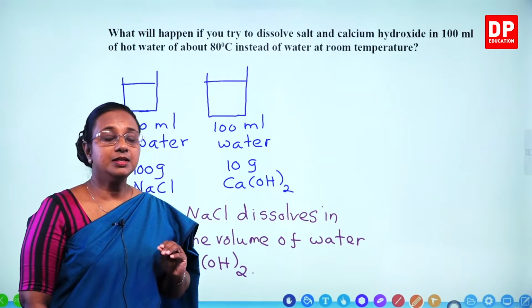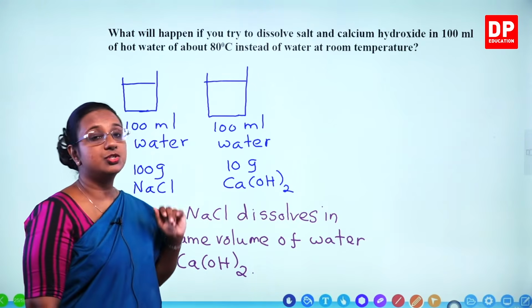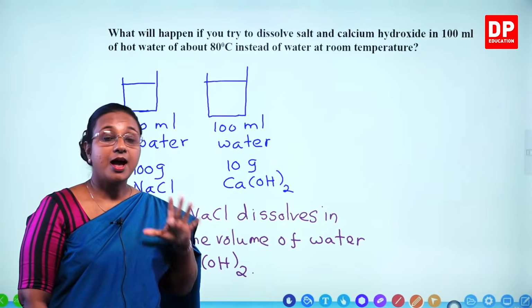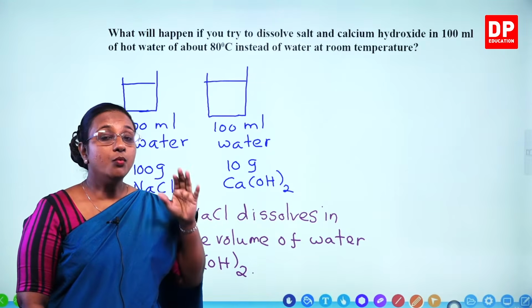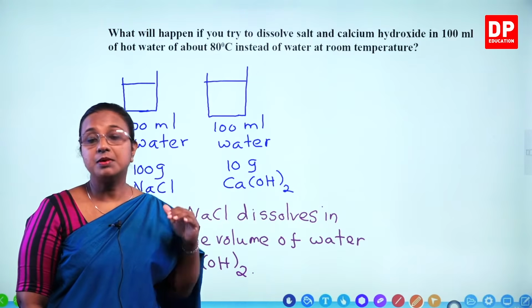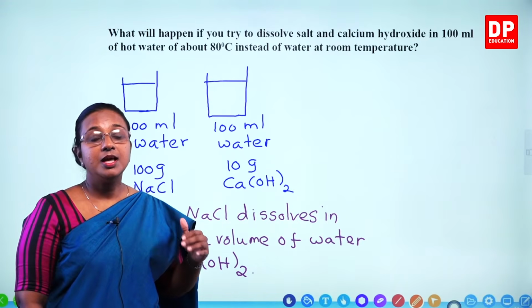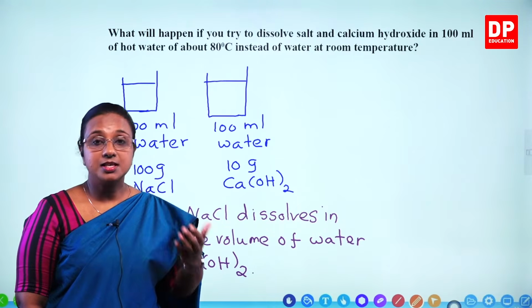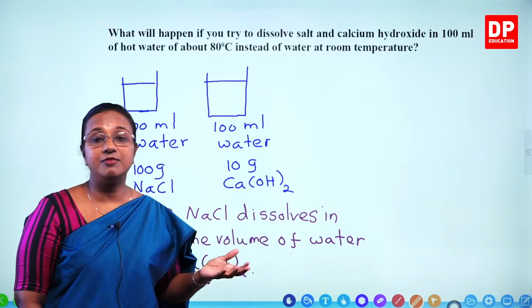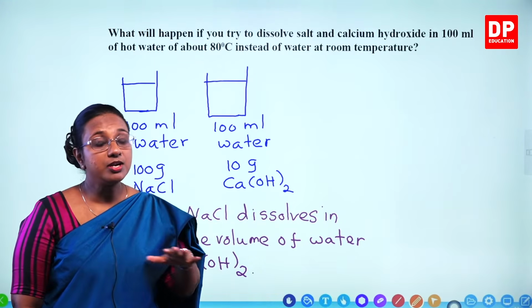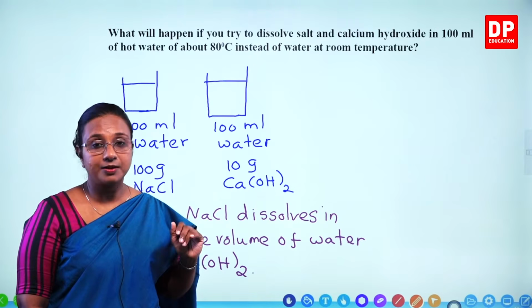What will happen if we heat these two solutions? I told you all before, when you dissolve a maximum amount of solute, you reach a point where the solution is saturated with the solute. You cannot dissolve any more solute.